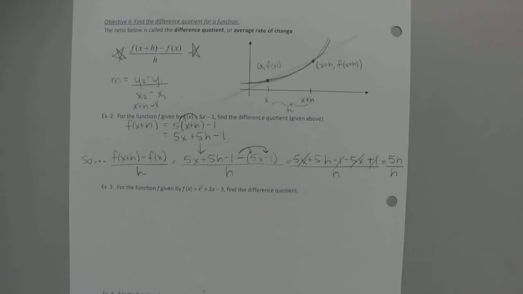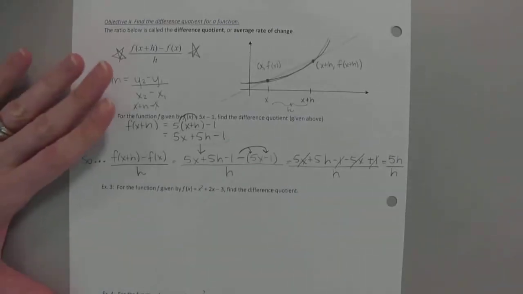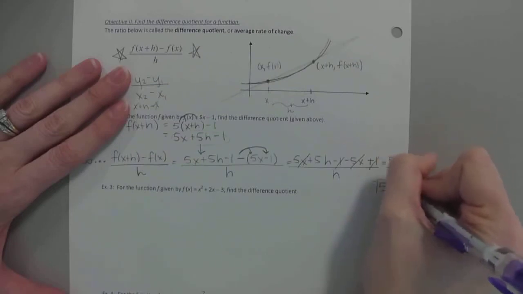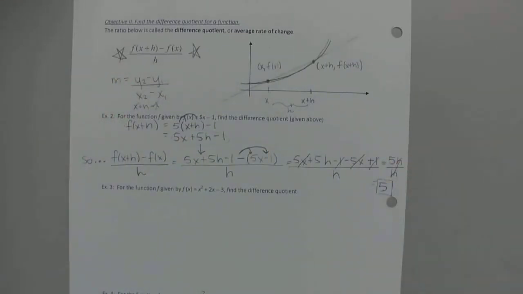5h over h. The h's cancel out. It'll just be 5. We just proved how to find slope. That's so tedious. It is.